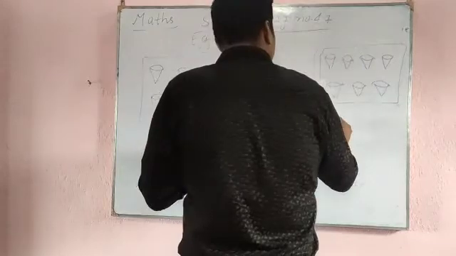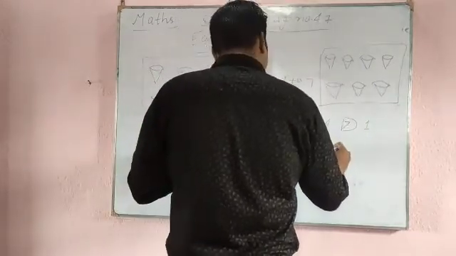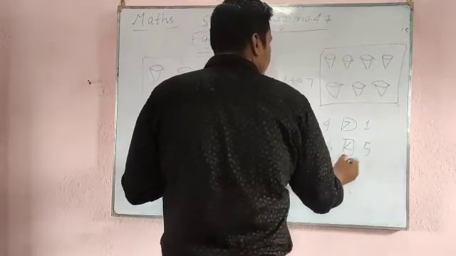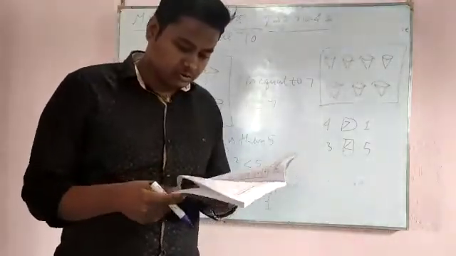You just have to put the sign for which one is greater, like 4 is greater, so put the sign here. 3, 5. Which one is greater? This one is greater, so put the sign. Understood? On page number 47 you will solve in your book.